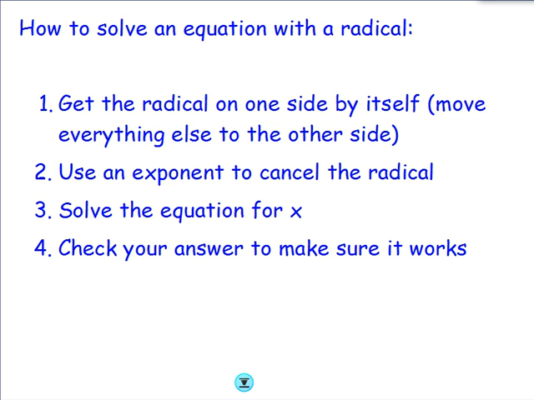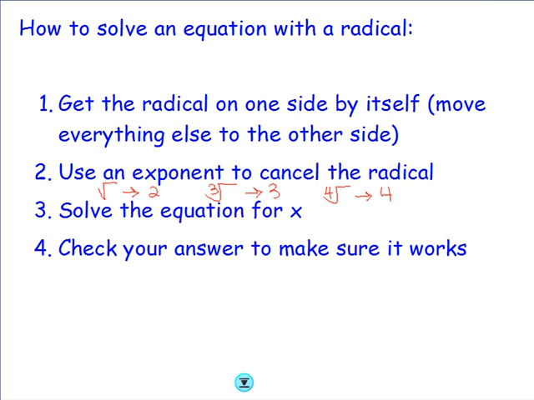But be careful. You need to make sure you know your opposites. For example, if it is a square root, we use an exponent of 2. But if it's a cube root, we use an exponent of 3 to cancel it. If it's a fourth root, we use an exponent of 4 to cancel it, and that pattern continues. So when you're using that exponent, make sure you look at your equation and you use the correct one.